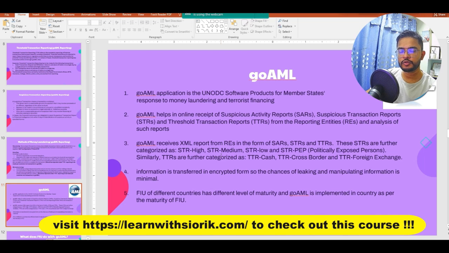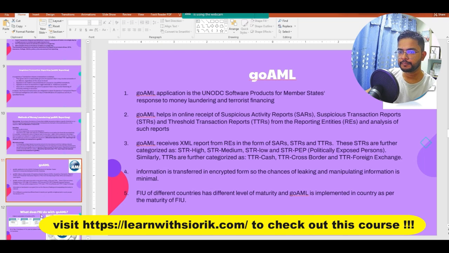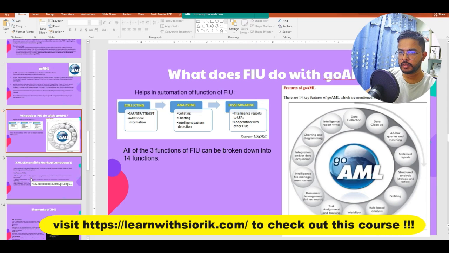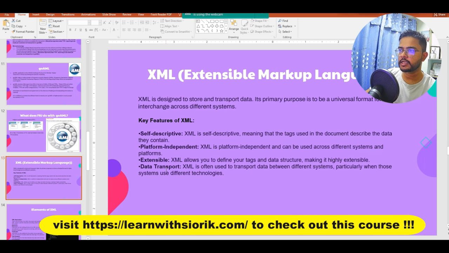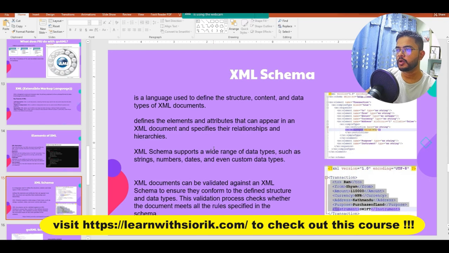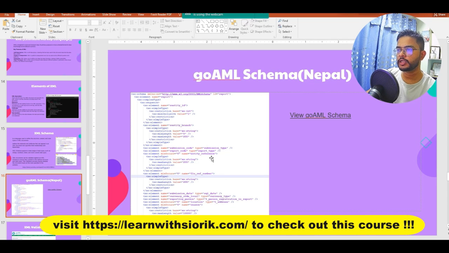Then I will introduce to you the concept of goAML, how goAML is used by the financial intelligence unit. Then we'll also cover some technical aspects like what is extensible markup language, that is XML, because as you may know, goAML reporting can take two forms, either web-based reporting or through XML. We'll discuss elements of XML, we'll discuss what is the purpose of XML schema and how it is used with XML files. Then we'll go on discussing the goAML schema with practical demonstration.